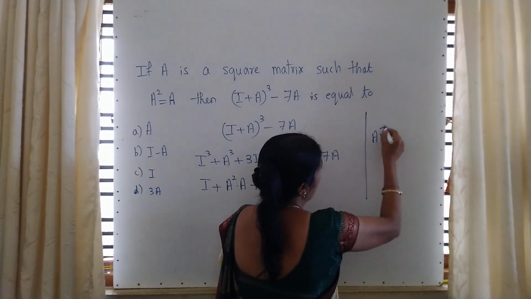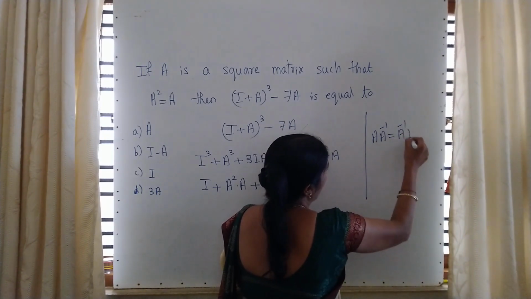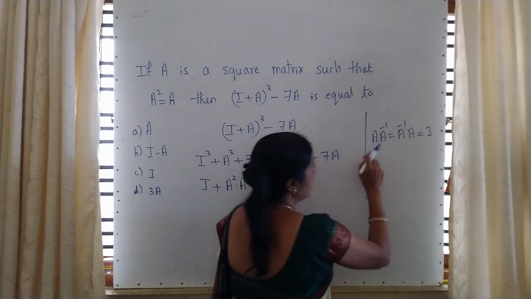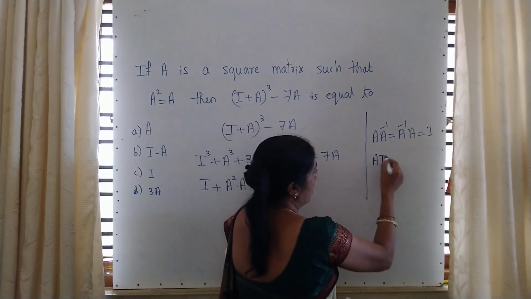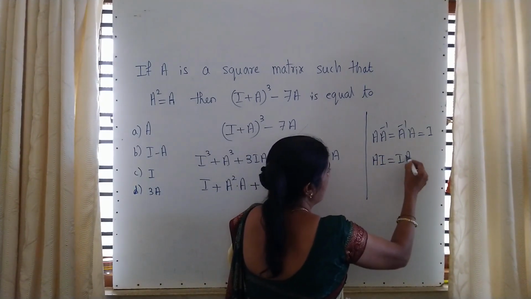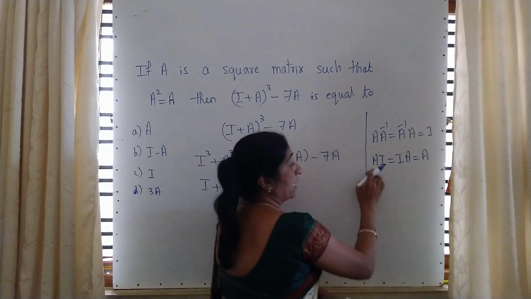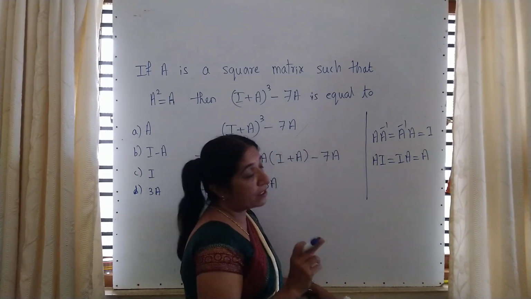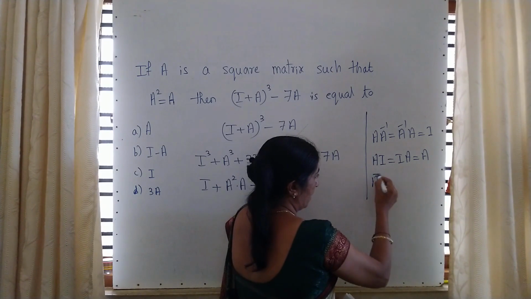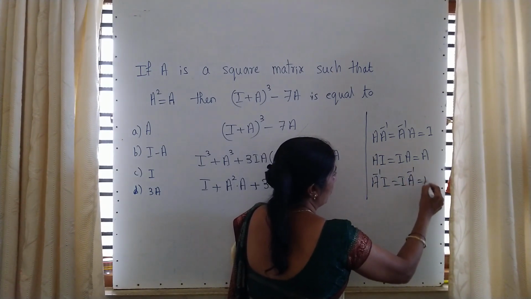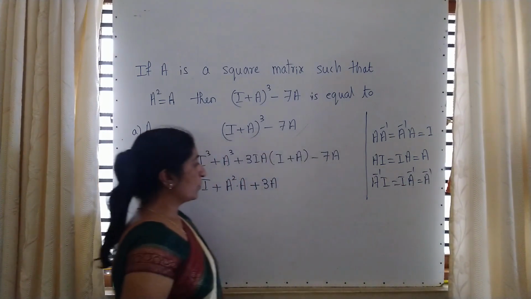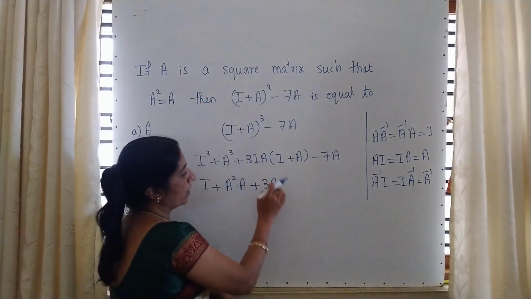Please note down this, students. A into A inverse is equal to A inverse into A is equal to I. That means any matrix with its inverse gives identity. Next one. A into I is equal to I into A is equal to A. Any matrix with identity gives the same matrix. A inverse into I is equal to I into A inverse is equal to A inverse. Please note down that. So I into A is A.